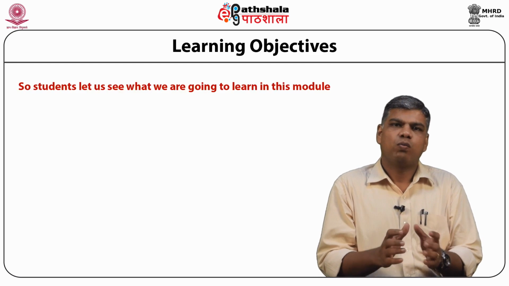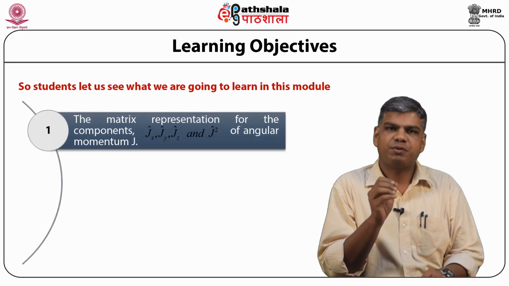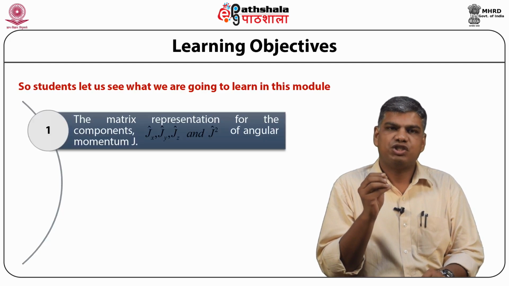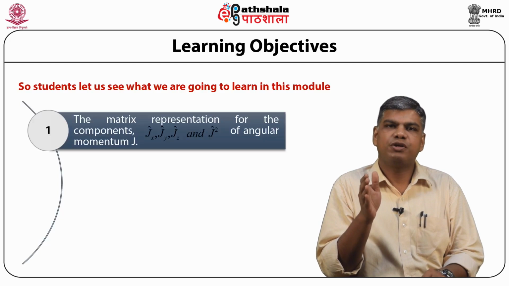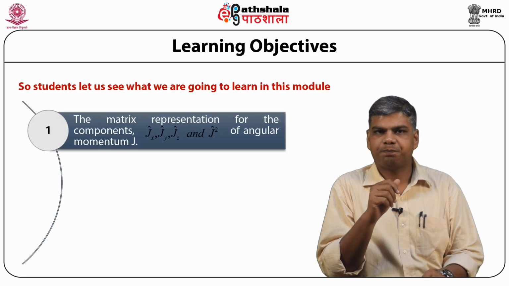Today we are going to discuss a module, Angular Momentum 2, under the paper Quantum Mechanics 1. So students, let us see what we are going to learn in this module. We'll start with the matrix representation of the components of the angular momentum operator J, that is, the components Jx, Jy and Jz, which are the x, y and z components of the angular momentum operator, and the J square component of the angular momentum operator.